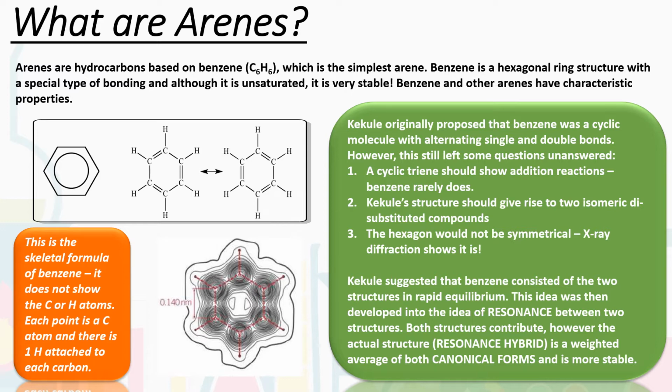Now, neither of those two structures actually exist. It doesn't actually exist as one of those or the other. The actual structure is the weighted average of those, the hexagon with the ring. And this idea of resonance is that both of these structures contribute to it. It's a weighted average, but neither of those canonical forms actually exist. And this weighted average, the benzene with the circle, is a more stable molecule than either of those canonical forms.